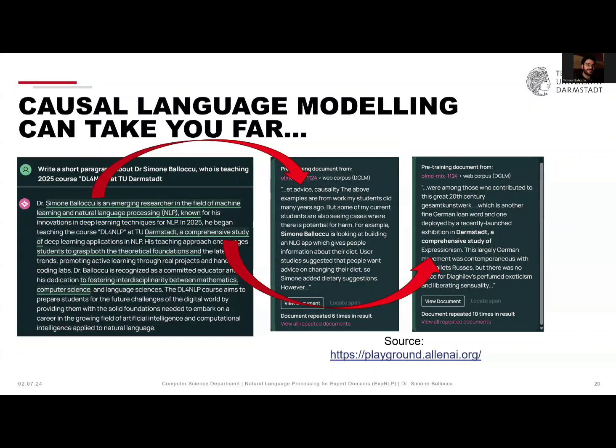Now, does it also work if I give it fewer hints? Actually not, because I tried to just ask Olmo to write a paragraph about Dr. Simone Ballocco without any other information, and it started saying that I was working for Allen AI, which is definitely not true. So causal language modeling can take you far, but only so far.